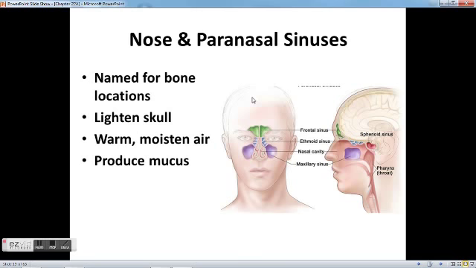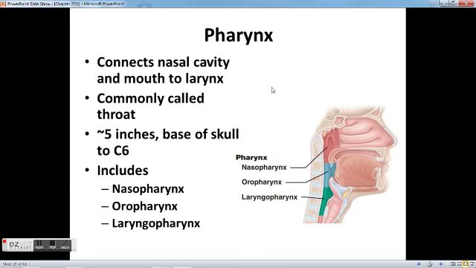Now these are pretty important because they actually help lighten the skull. If the skull was just completely solid bone, it'd be really heavy, and it already is really heavy, right? Your head weighs like 8 pounds, including your brain. So let's try and lighten it up a little bit. But it actually plays a role as well. It provides an area for air to be warmed and moistened, and it's another place that mucus is produced. And if you've ever had a sinus infection or sinus congestion, you know that when those sinuses aren't draining correctly, it can make for a pretty miserable couple of days.